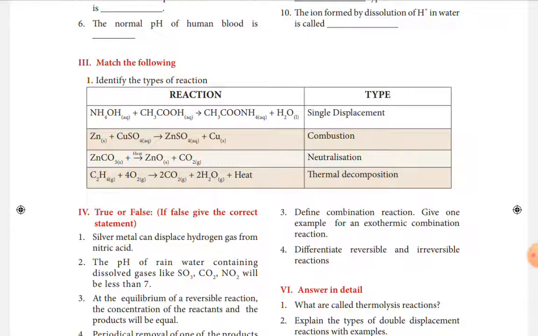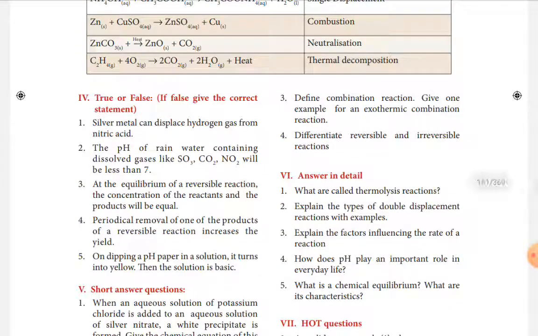Then true or false: silver metal can displace hydrogen gas from nitric acid. So here silver metal cannot displace hydrogen, because any metal that is below hydrogen will not react with the nitric acid. So this is false. You have to write the correct statement.